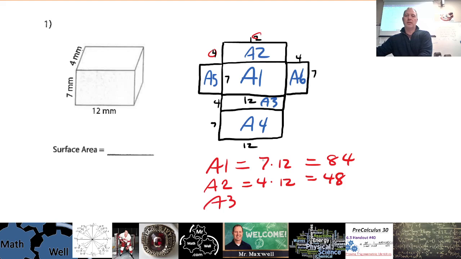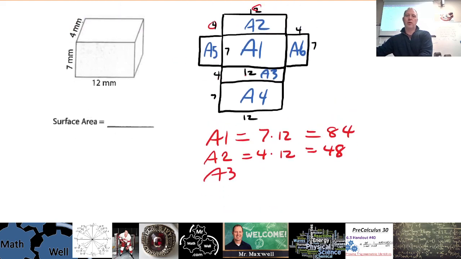Area 3 is going to be 4 times 12, which is another 48. Again, I'm going a little bit faster here. If you're not understanding something, I'd love to just pause and clarify. Just let me know. But looks like you're all engaged here. So if you understand what's going on, that's great. I'll keep rocking.